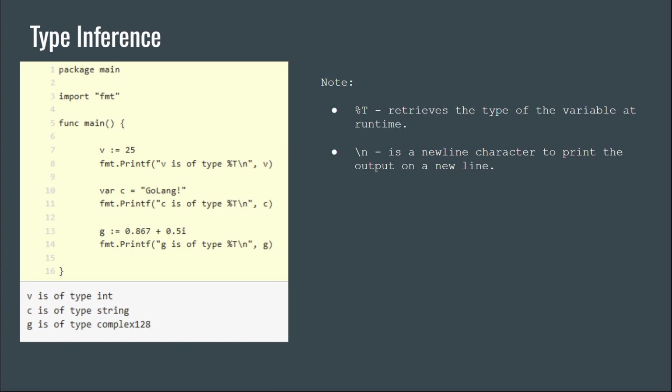In this code example, you may notice some new syntax. This percentage mark T here retrieves the type of the variable at runtime. Not anything fancy. Then we have backslash n, the new line character. It will move the cursor to the next line once it prints the output.